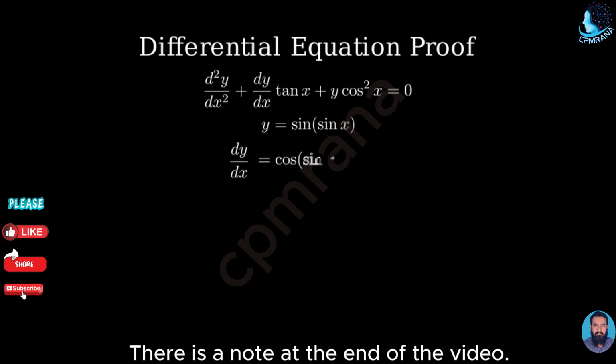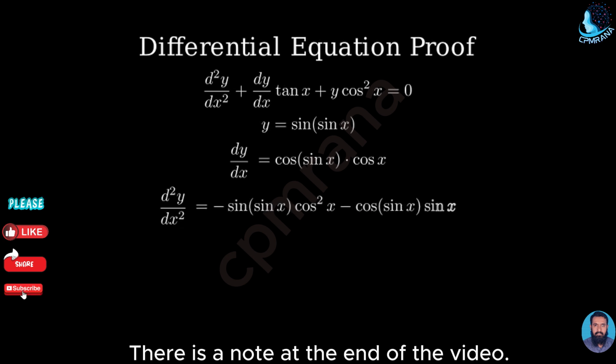Let's start by finding the first derivative using the chain rule. Now, for the second derivative, we need to differentiate this expression again. We'll use both the chain rule and the product rule here. When we differentiate cosine of sine x, we get negative sine of sine x times cosine x, and when we differentiate the second cosine x term, we get negative sine x.